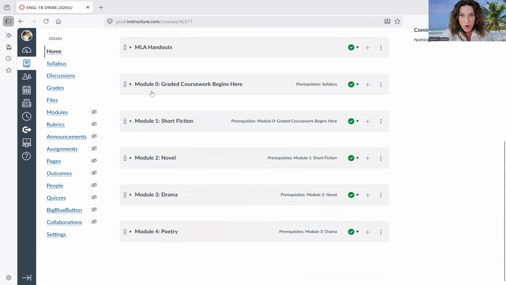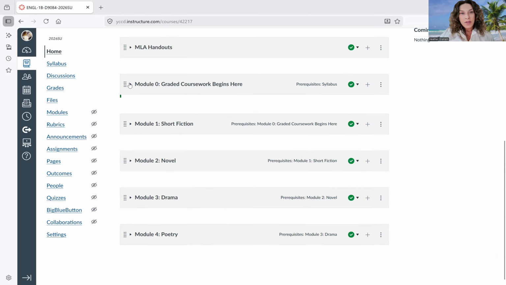But I do want to warn you that each module is locked until you have completed the prerequisite. So, for example, before you start module 0, you are required to read the syllabus. And then before you get to module 1, you'll need to complete module 0, and so on. So each one is locked until the one previous to it has been completed.